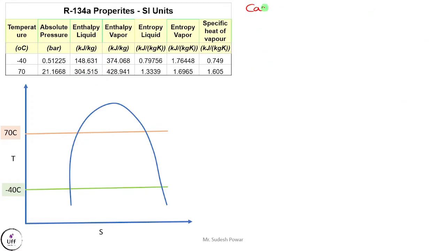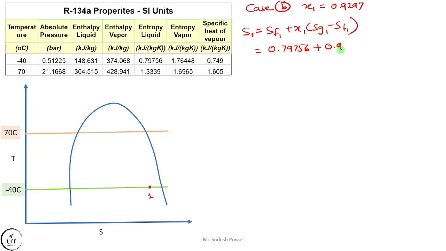Now for the second case, x1 is given as 0.9297. So with the help of this, our point number 1 is again fixed. It is inside the dome only. But point number 2 we don't know. Again we need to check by considering the entropy at point number 1. So S1 is equal to SF1 plus X1 into Sg1 minus SF1. So it is 1.6965 kilojoule per kg Kelvin.